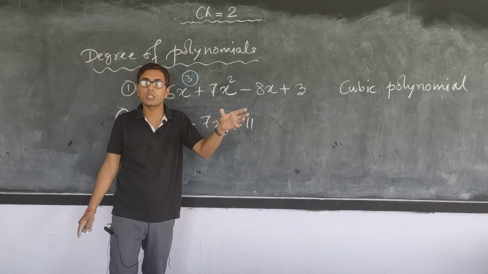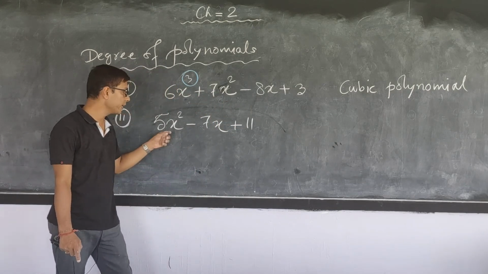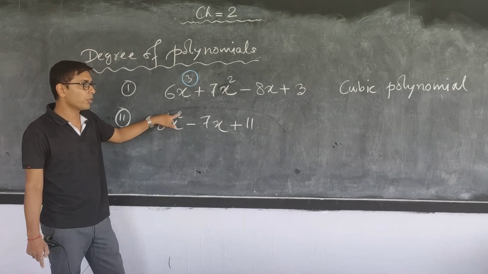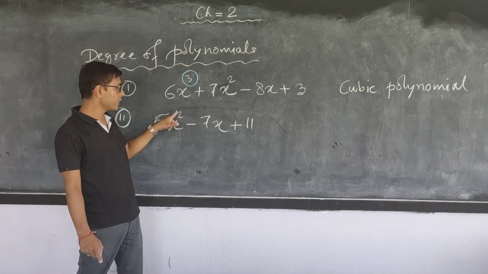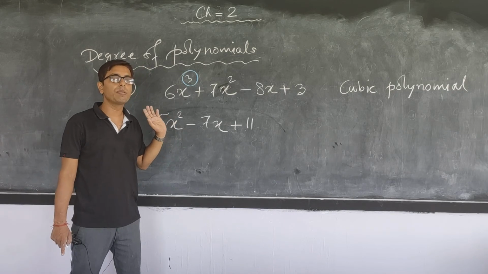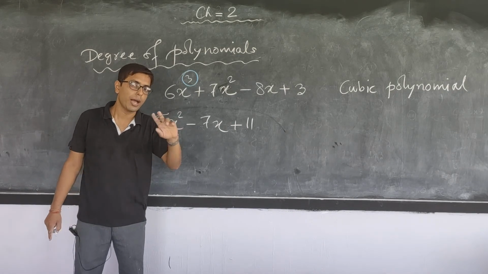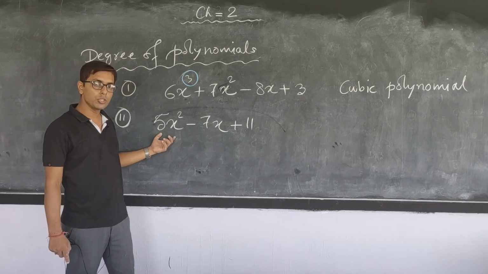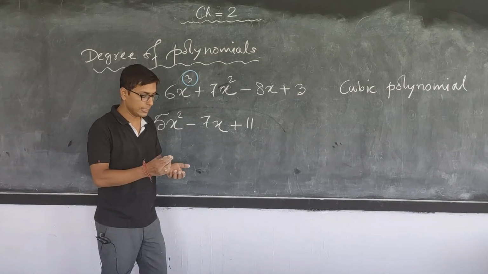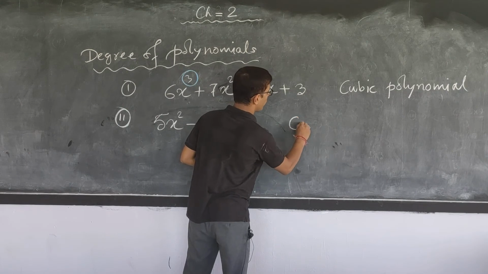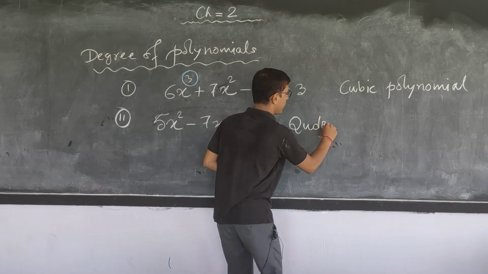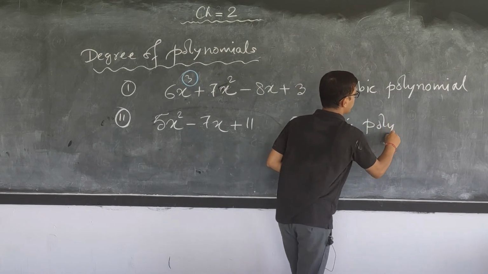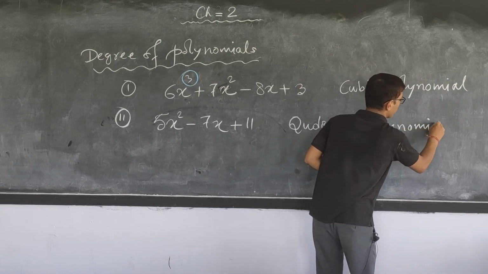Now comes next, so what is the degree of the polynomial? What can you see the power, highest power on the variable? Yes, highest power on the variable is 2. Since the highest power on the variable is 2, degree of the polynomial is what? 2. Highest power on the variable is 2, so degree will be 2. If degree of the polynomial is 2, then what kind of polynomial is this? This is called quadratic polynomial. Quadratic, Q-U-A-D-R-A-T-I-C. Quadratic polynomial.